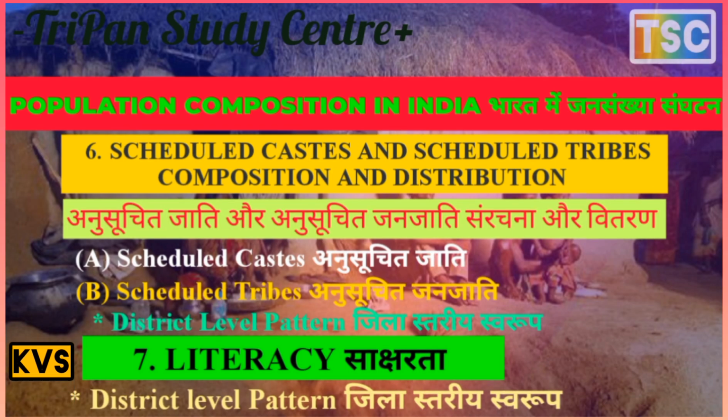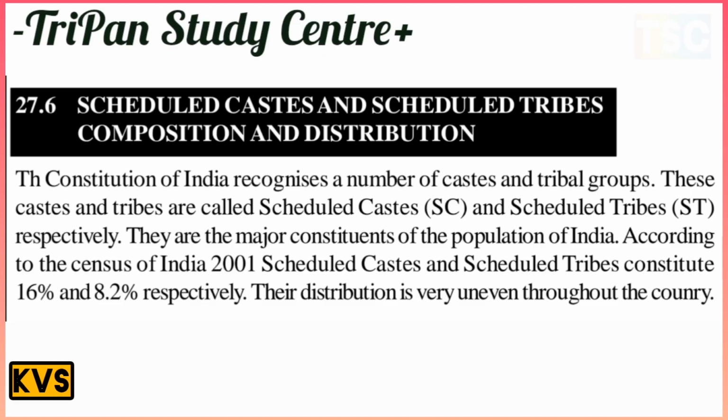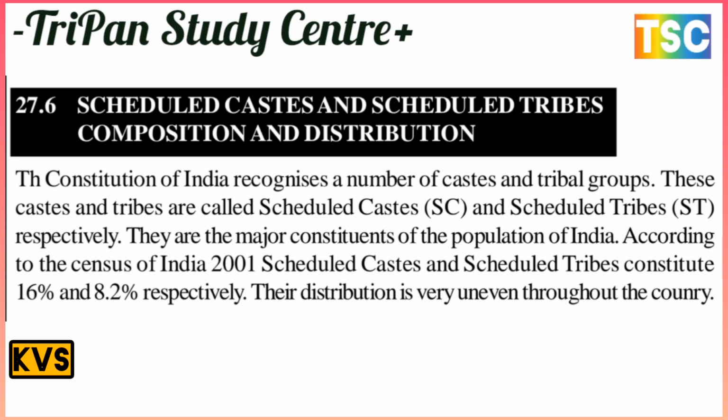The next topic is the most important: scheduled castes and scheduled tribes, their composition and distribution. The Constitution of India recognizes a number of caste and tribal groups, and these castes and tribes are called scheduled castes, SC, and scheduled tribes, ST. There are two groups divided here, SC and ST, scheduled caste and scheduled tribe, respectively.